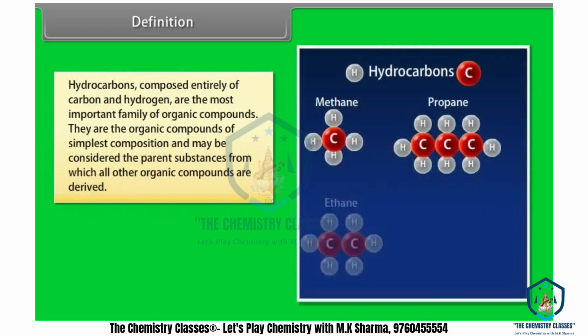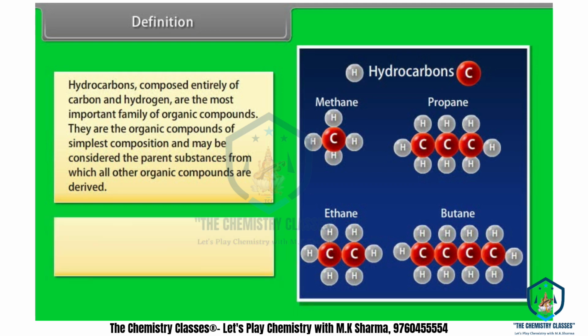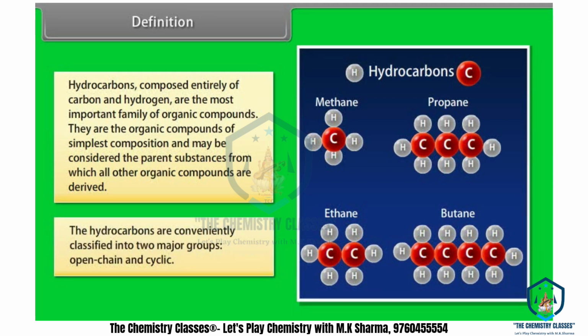Definition. Hydrocarbons, composed entirely of carbon and hydrogen, are the most important family of organic compounds. The organic compounds of simplest composition, they may be considered the parent substances from which all other organic compounds are derived. The hydrocarbons are conveniently classified into two major groups: open chain and cyclic.